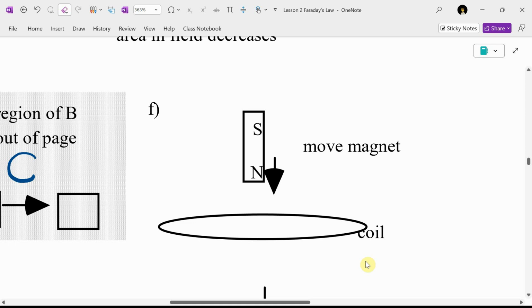What about here, where we're moving the north pole of the magnet towards the coil? Well, if you move the magnet closer, does the magnetic field get stronger, weaker, or stay the same? Stronger, so what's going to happen to the flux?